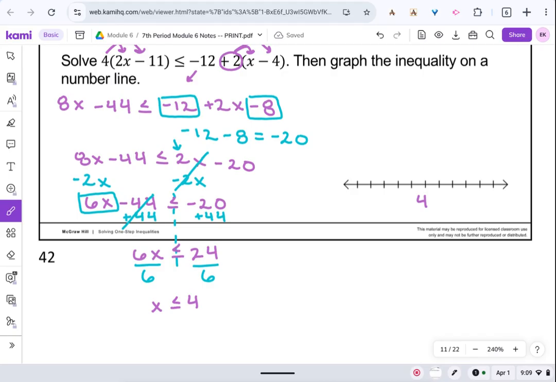For graphing, we're going to put 4 in the middle. We'll add 2 to get 6. Subtract 2 to get 2. This is also going to be a closed circle going left.